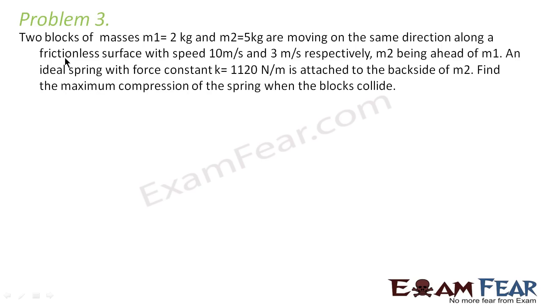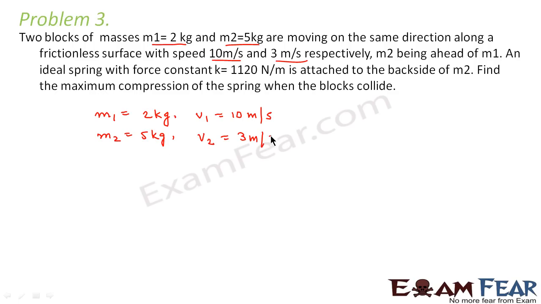The problem here says that two blocks of masses m1 is equal to 2 kg and m2 equal to 5 kg are moving in the same direction along a frictionless surface with speed 10 meter per second and 3 meter per second. So here we have m1 is equal to 2 kg and velocity of m1 is equal to 10 meter per second. m2 is equal to 5 kg and velocity of m2 is 3 meter per second.